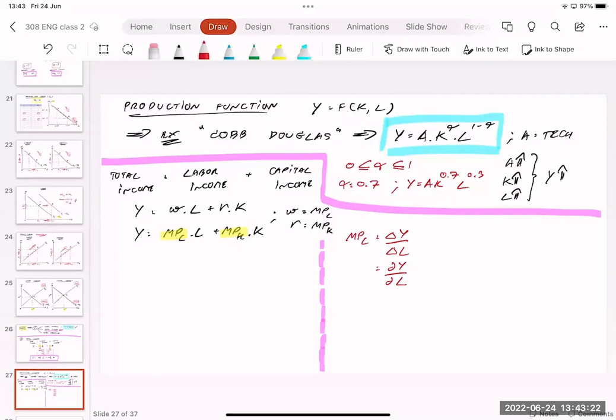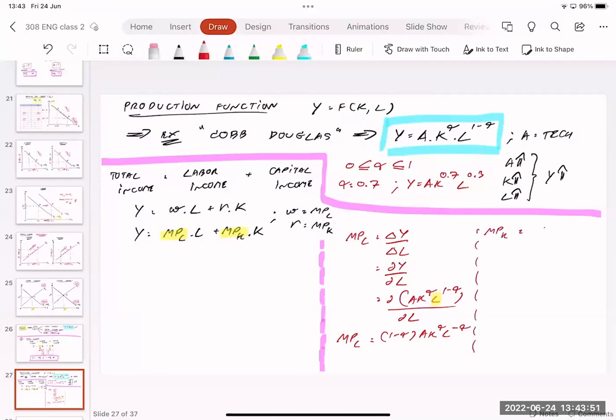From the Cobb-Douglas equation, Y is A K^alpha L^(1 minus alpha). When you do the partial derivative with respect to L, you focus on L, which is powered by 1 minus alpha. This is what you already learned in Math 1 and Math 2. What you get is (1 minus alpha) A K^alpha L^(minus alpha). Done.